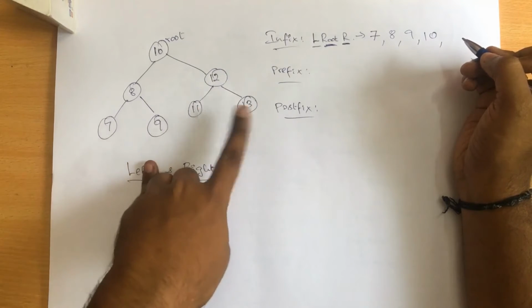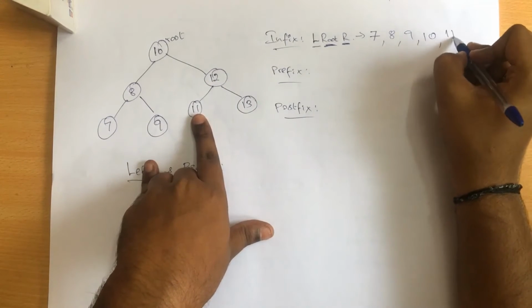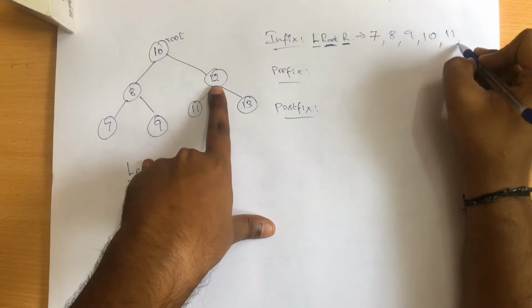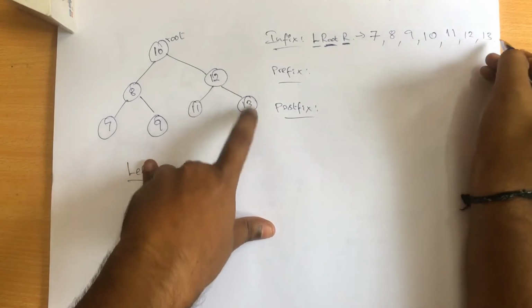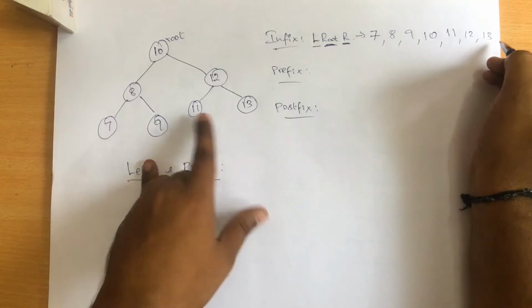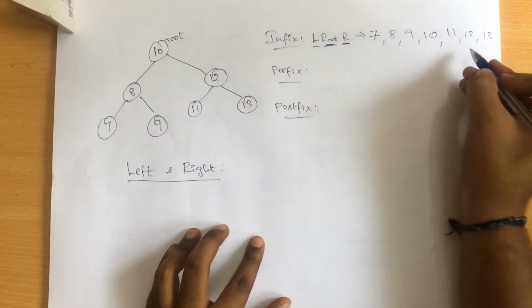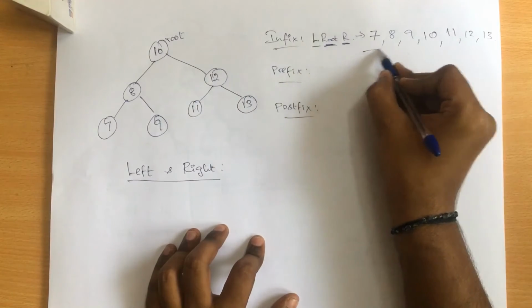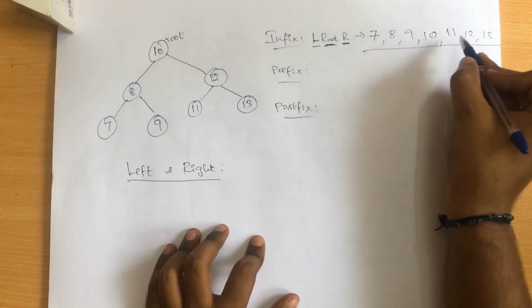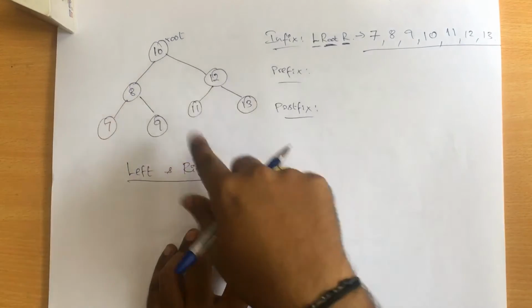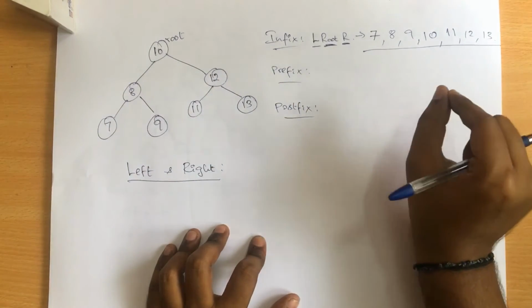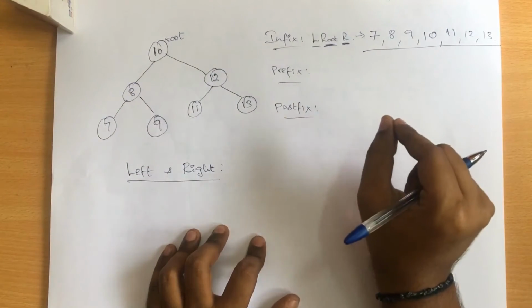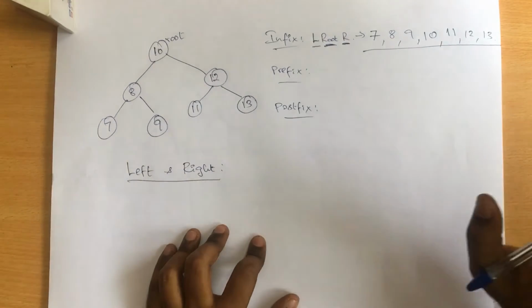So 12 has two children, so one is 11. So first I have to give left node, then root node, that is 12, and then it should be right node, that is 13. So this is the exact order for an infix notation. And if you see the in-order format here, it is actually in ascending order. So 7, 8, 9, 10, 11, 12 and 13. So entire tree values is given here, and it is also in sorted order, or you can say it will be in increasing order always, right?